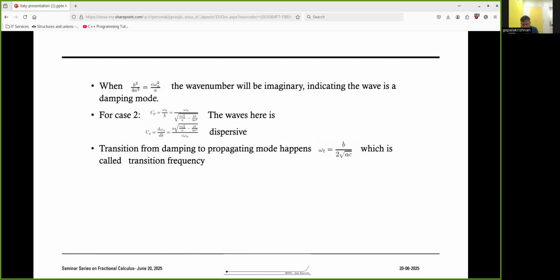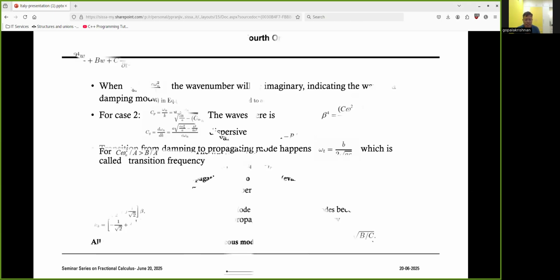If the radical becomes negative, the wave number is purely imaginary. When the wave number is real, it propagates. If it is purely imaginary, it damps out. If you take the definitions of the phase speed and group speed, these are complex functions of frequency, and hence for case 2 it will be dispersive. Now if you look at the radical, the frequency at which the imaginary wave number becomes real is called the transition frequency, and it is given by b by 2 root AC. What it means is that by just manipulating A, B, C, you can change the type of wave going into a waveguide. That is the advantage of the spectral analysis that we have shown.